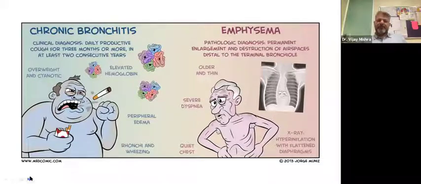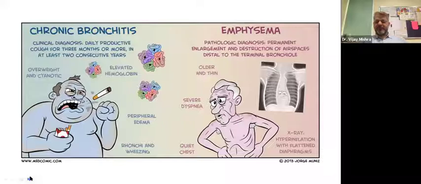Chronic bronchitis is a clinical diagnosis. It is defined by daily production of cough, as in productive cough, sputum should come out, for 3 or more months in a year for at least 2 consecutive years. So for 2 years, if somebody is having daily production of cough, a productive cough, for 3 months or more, then you call them chronic bronchitis, a clinical diagnosis.